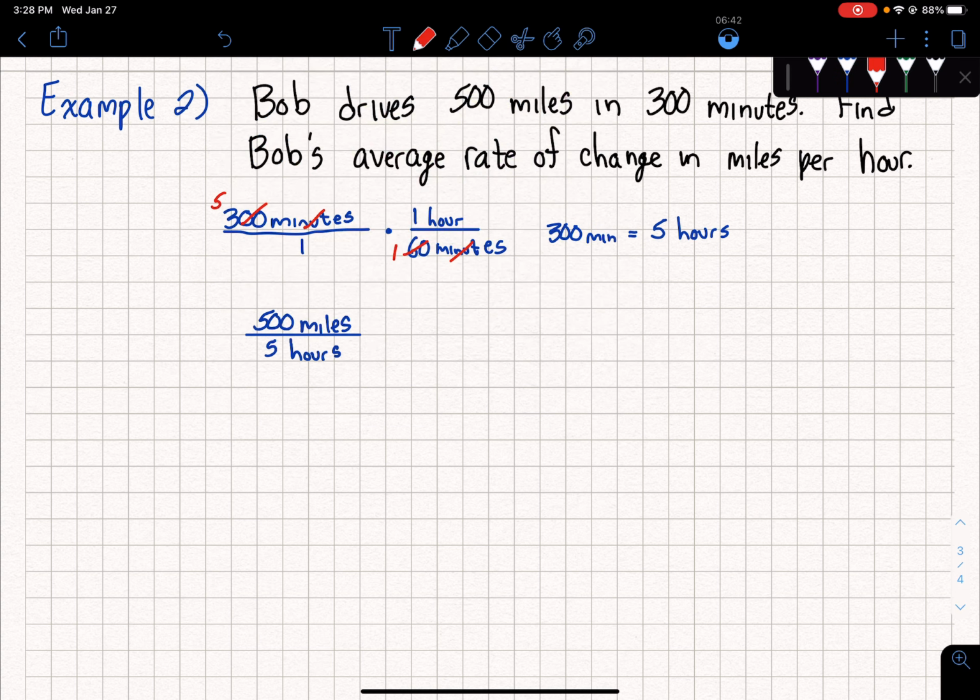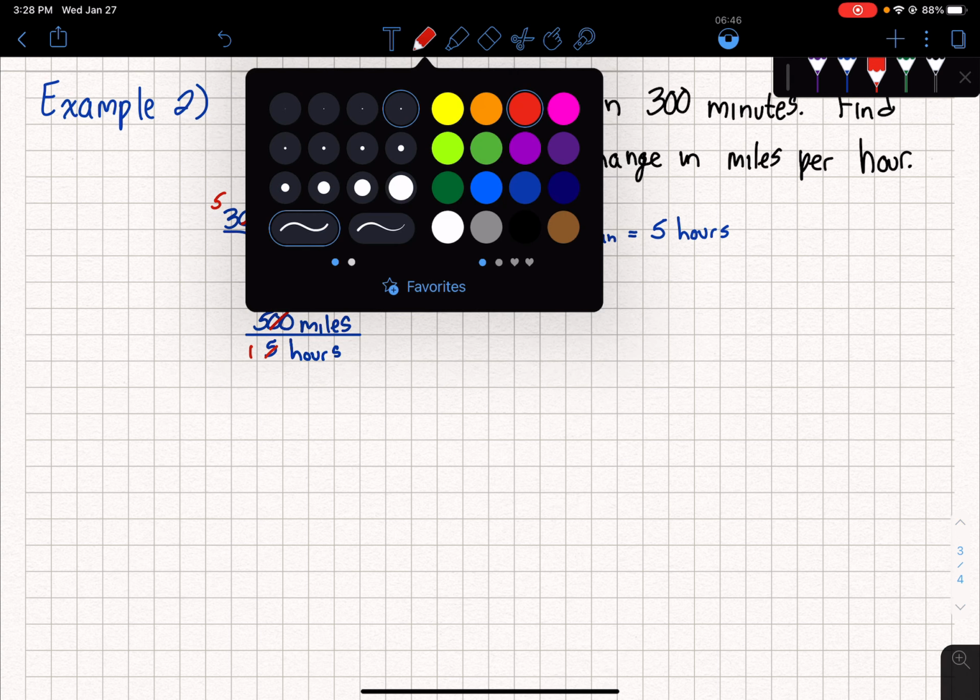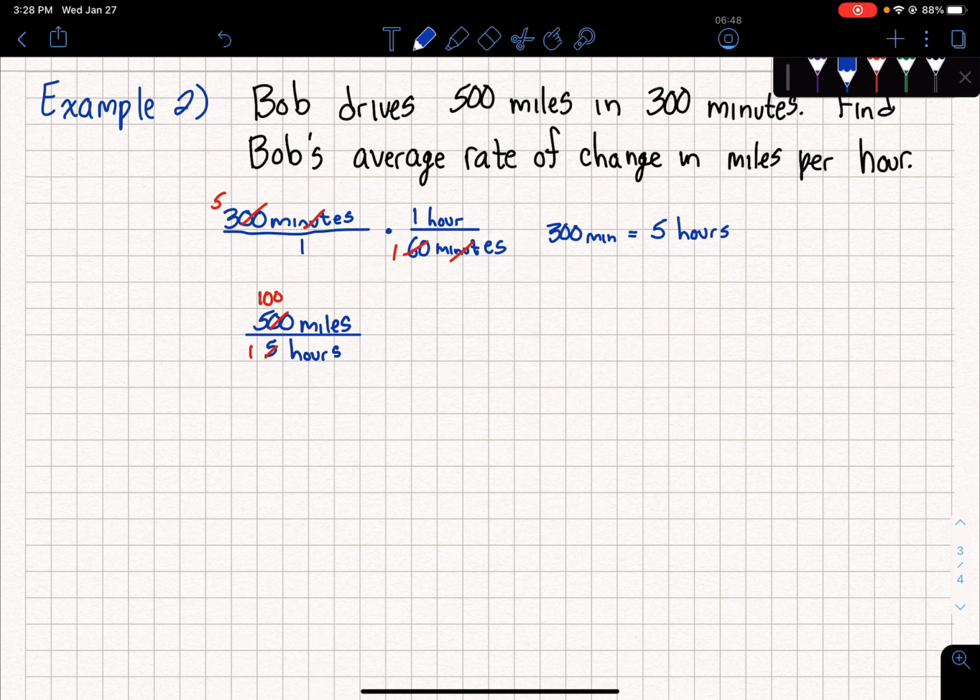We can factor a 5 out of both terms. We factor a 5 out of this, we get 100. We factor a 5 out of this, we get 1. And we find that Bob was driving incredibly fast at a rate of 100 miles per hour.